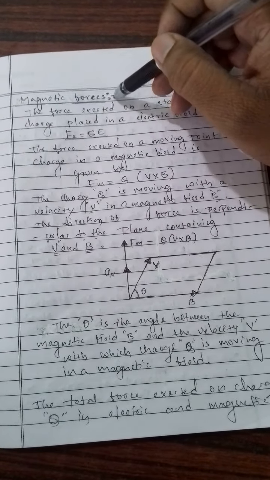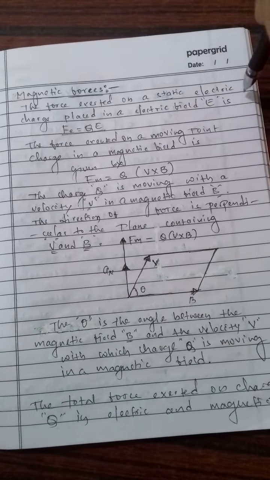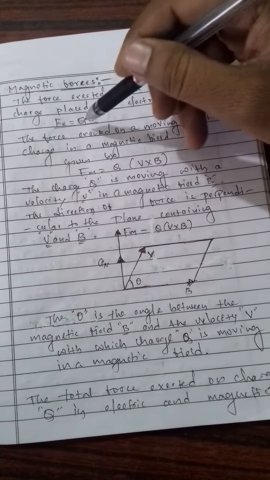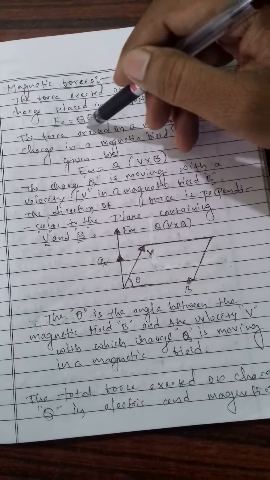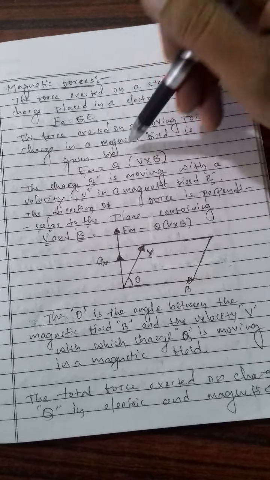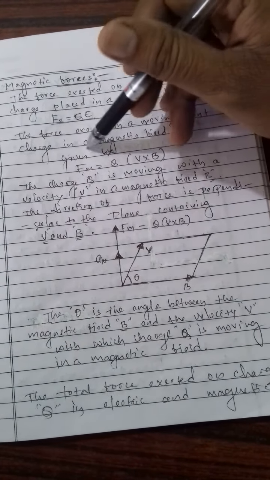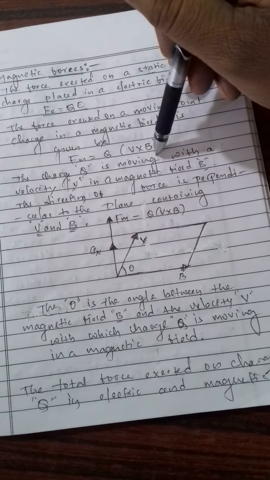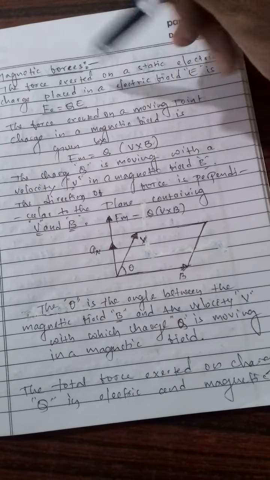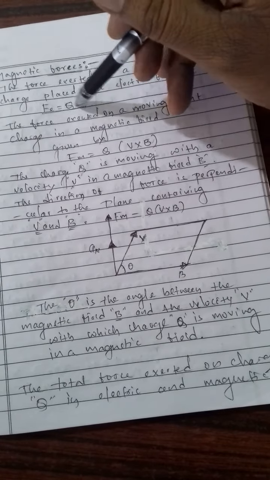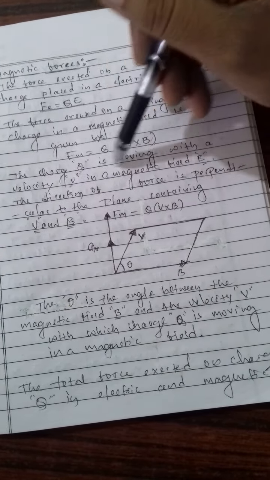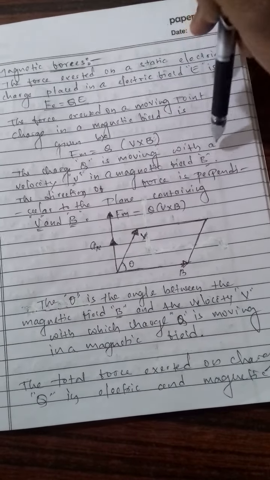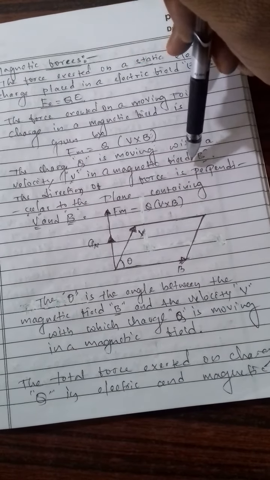The magnetic forces. The force exerted on a static electric charge placed in an electric field is given by F equals QE, so the force exerted on a moving point charge in a magnetic field is given by Fm equals Q into (V cross B). Here in electrostatics F is QE, in magnetostatics it is Q into (V cross B). The charge Q is moving with a velocity V in a magnetic field B.